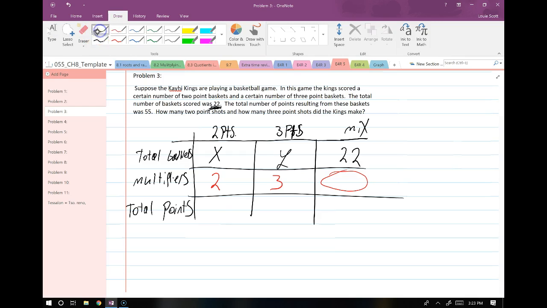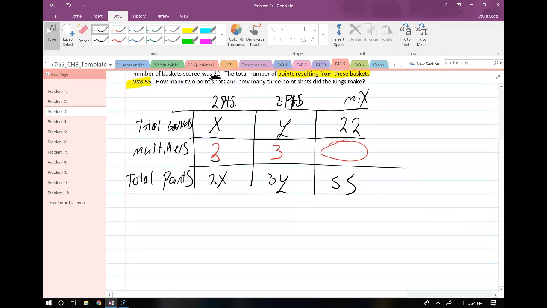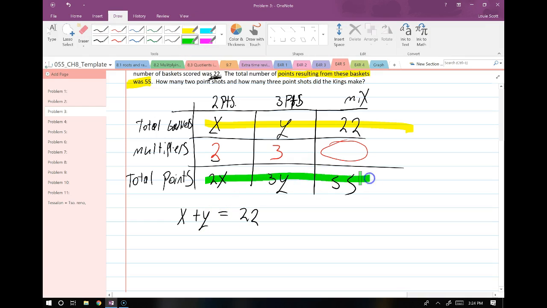Okay, the total points column. Just like in mixture problems and any other type, we make our entries here by multiplying the two entries above. So 2 times x gives me 2x, 3 times y gives me 3y, and then in my total points column, the mixture of both shots gives me, let's see now, the total number of points is 55. Okay, so now that I've made my table, the rest should be pretty easy. Sort of. You sum across the first row to get your first equation: X plus Y equals 22. And then you sum across the bottom row to get your second equation.